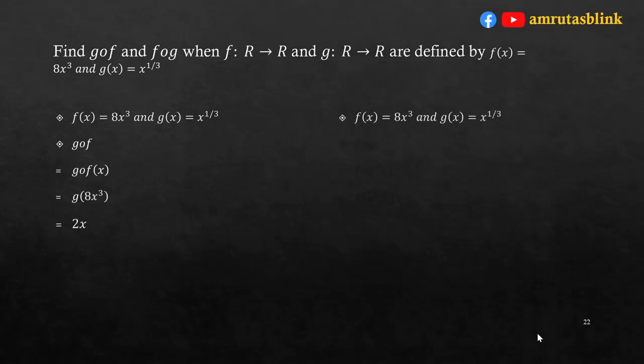Similarly, f of g is equal to f of g of x, that is f of x raised to 1 by 3. Now, what is f of x? f of x is equal to 8 into x cube. So, f of x raised to 1 by 3 will be equal to 8 as it is and x raised to 1 by 3, that is cube. So, cube of x raised to 1 by 3 will be equal to x. Hence, g of f is equal to 2x and f of g is equal to 8x.